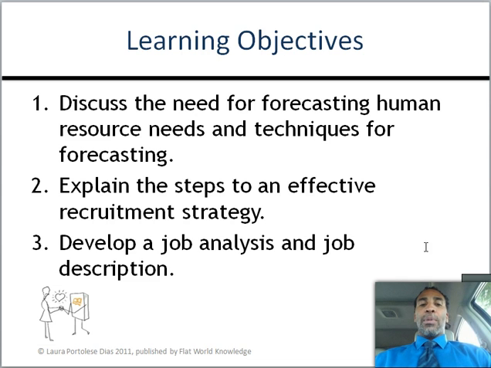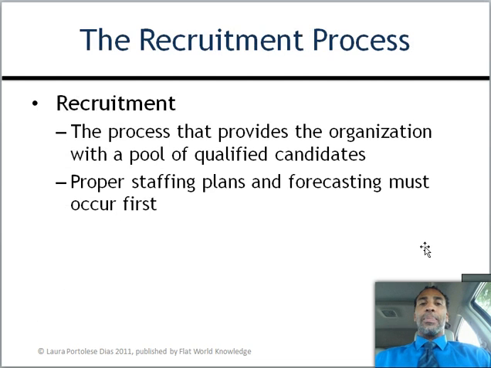You want to explain the steps of an effective recruitment strategy. So, what is your strategy as far as a recruiter goes, or your strategy as a human resources department involved in recruiting? And then third, develop a job analysis and job description, right? So you have to analyze the job first, obviously, and then create a job description. And then that's what people will look at and say, do I have the qualifications to complete this job successfully?